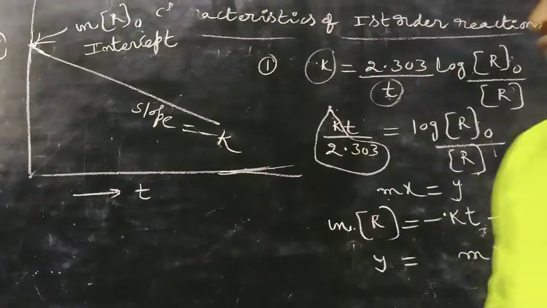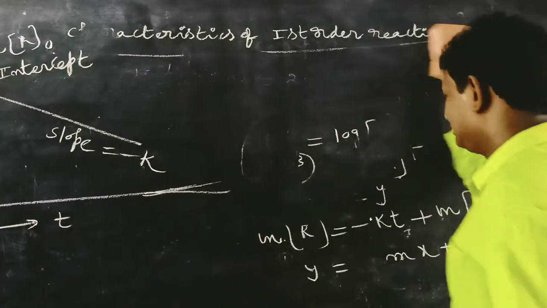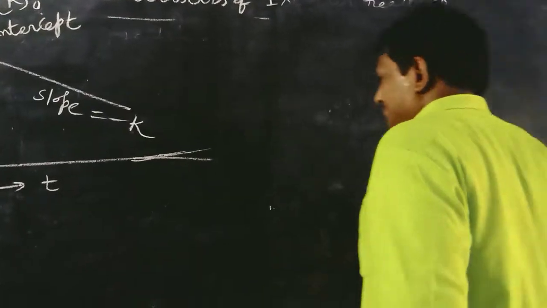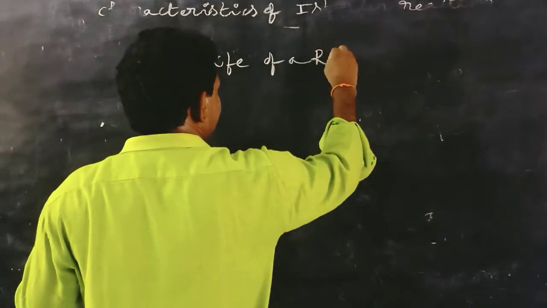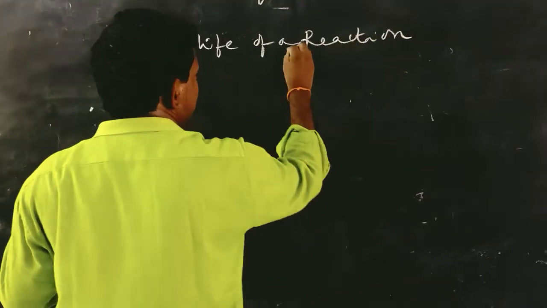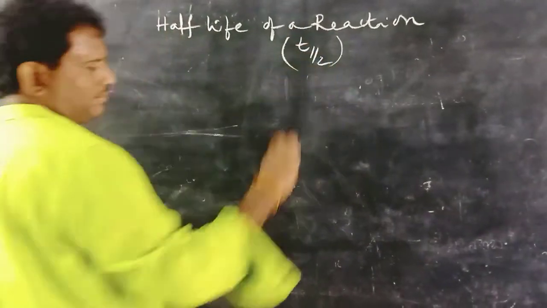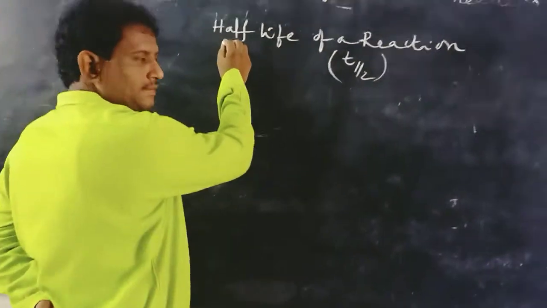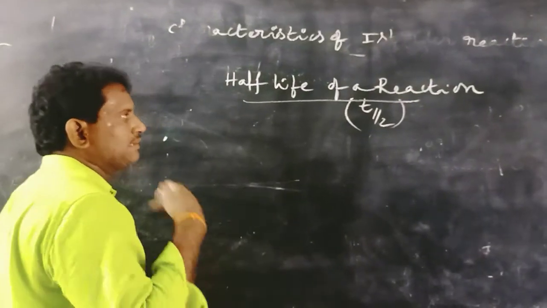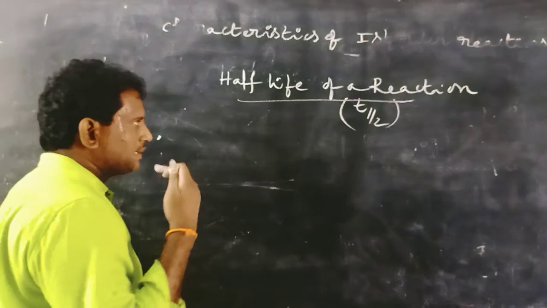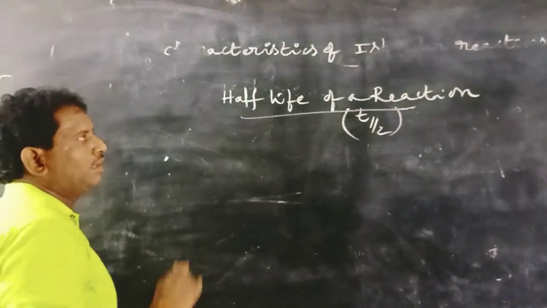Now let us discuss the second characteristic, the half-life period. The half-life of a reaction is represented by t₁/₂. Half-life means the time taken for 50% completion of a reaction. The time taken for 50% completion of a reaction is called the half-life.